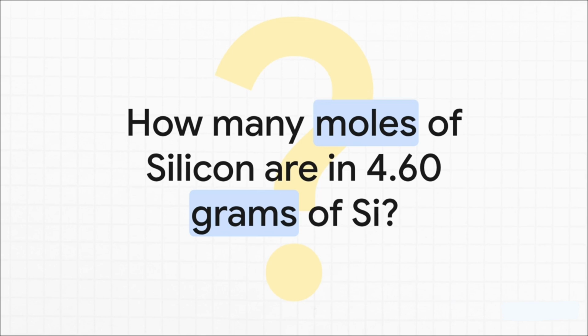Okay, time to actually use this thing. Let's try a problem. Let's say we're in a lab and we weigh out 4.60 grams of pure silicon. The question is, how many moles of silicon atoms do we actually have in that little pile? All we need is our sample's weight and the atomic mass of silicon from the periodic table.